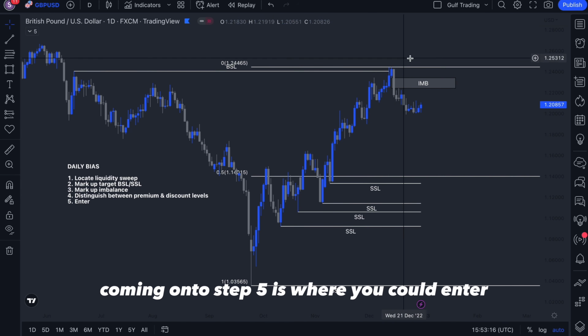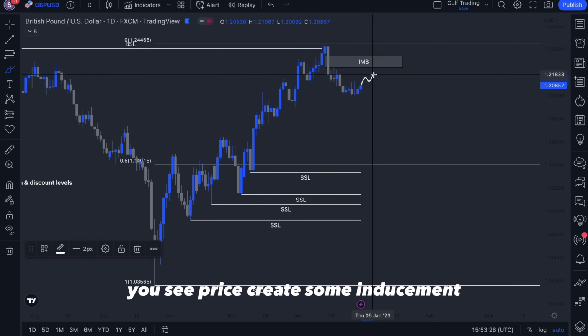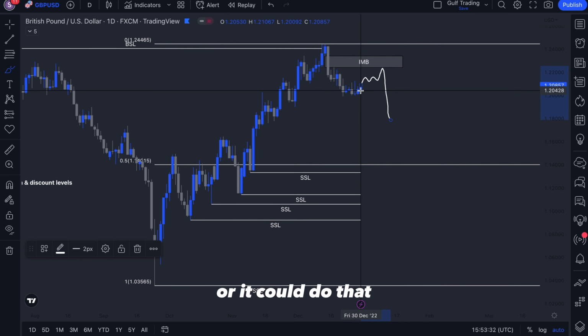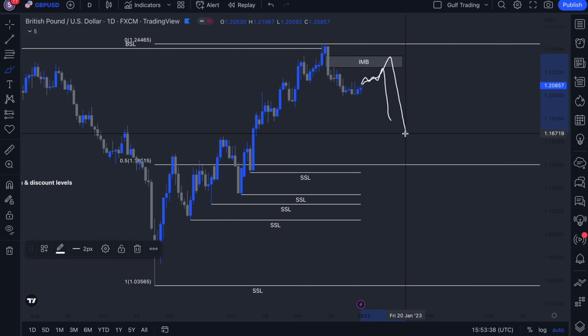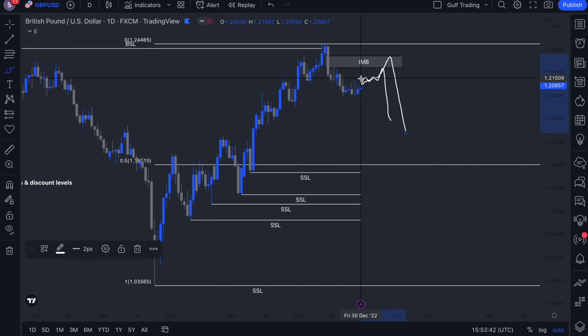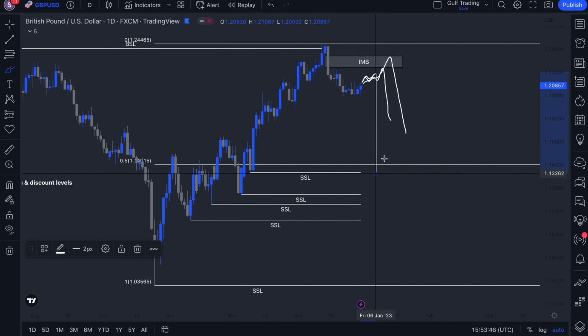Coming on to step 5 is where you could enter. We could see something like, you can see price create some inducement, either tap the imbalance and shoot down, or it could do that, touch the order block and shoot down. Anything, the market does what it wants. It might just do this, miss the imbalance and shoot down anyway.